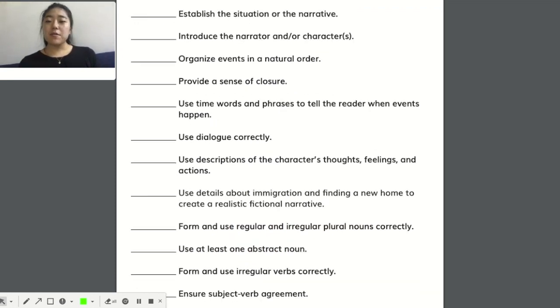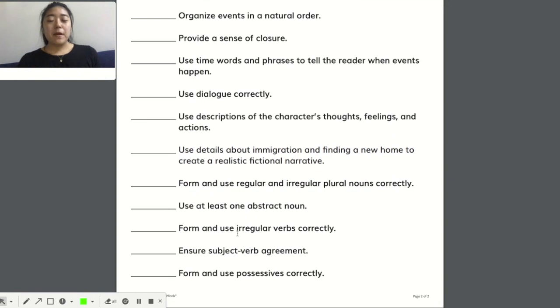Use details about immigration and finding a new home to create a realistic fictional narrative. Again, that's been kind of the theme of our text so far in this module, has been realistic fiction. Formally use regular, irregular, plural nouns, just making sure you're using the correct form of the word.